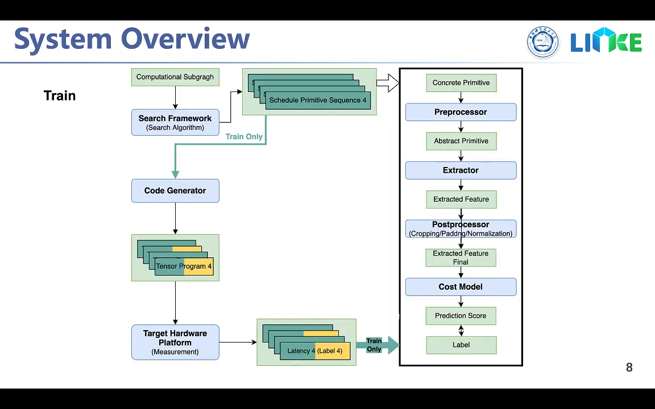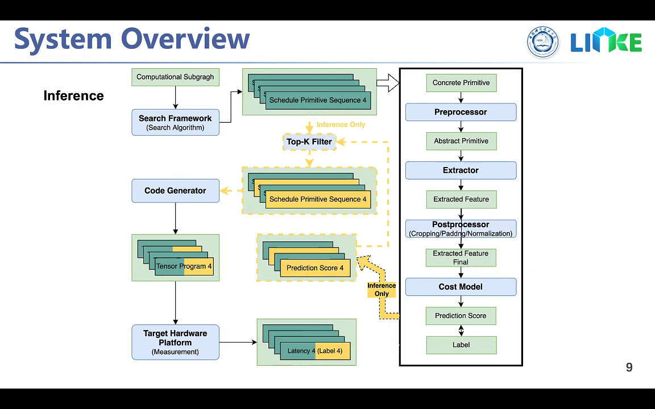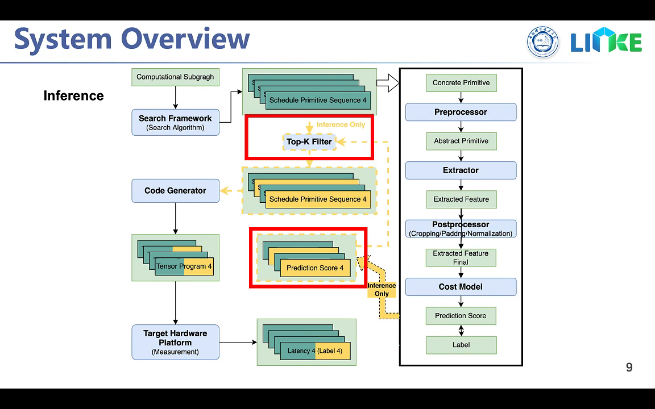This image provides TLP's system overview. During training, TLP extracts features from schedule primitives and leverages the measured program latencies as labels to train the cost model. During inference, TLP predicts the cost of different primitive sequences and selects the k sequences with the lowest predicted cost as potential candidates for generating tensor programs.